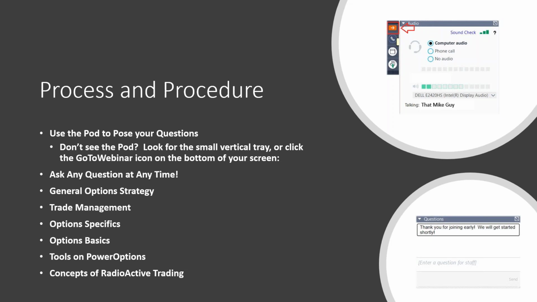You may have questions about option specifics. What are some of the Greeks, gamma or theta? What is delta? What is implied volatility? And what can I expect with implied volatility crush?